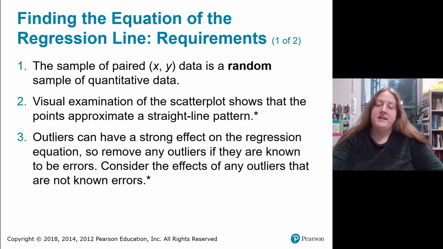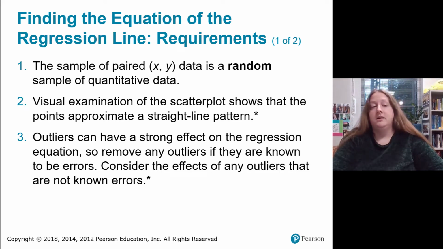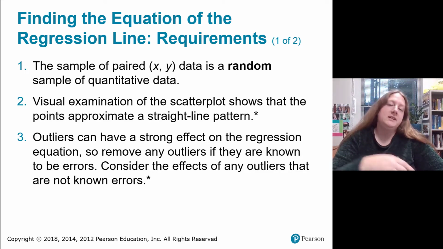We need to check some requirements before we get going with finding a regression line. And you'll notice that they are, in fact, the same requirements that we checked when we were looking for correlation. Our sample of paired data needs to be a random sample of quantitative data. If we look at a scatter plot, it needs to look approximately like a straight line. And we need to not have outliers, so we need to take them out.